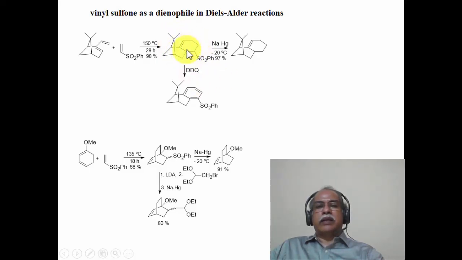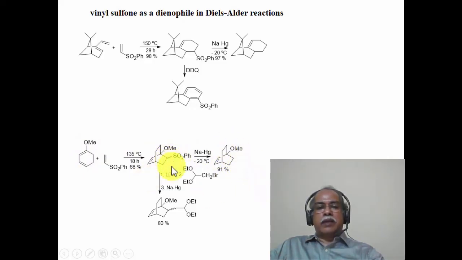This can be either dehydrogenated to undergo aromatization of this ring to produce the benzannulated system, which is this particular system here, or the carbon sulfur bond can be reductively cleaved by desulfination reaction. Phenyl sulfinate is produced, and as a result of that, the carbon sulfone bond is replaced by a carbon hydrogen bond, which is a reductive elimination of the phenyl sulfinate in this particular case. Similarly, when the reaction is carried out with the cyclohexadiene of this kind, the corresponding Diels Alder adduct is produced. Reductive cleavage gives you this particular molecule in high yields.